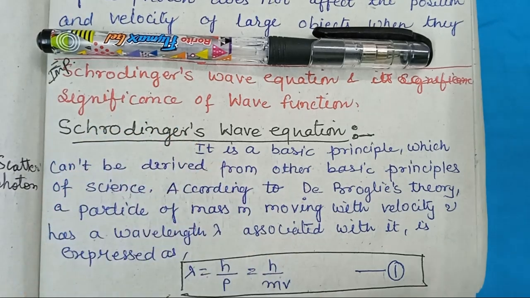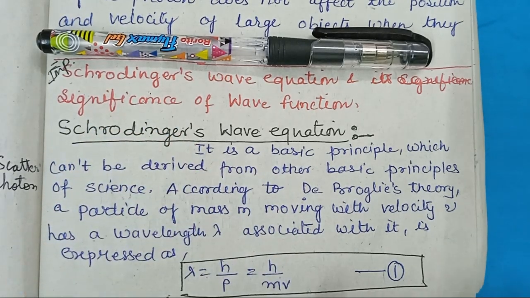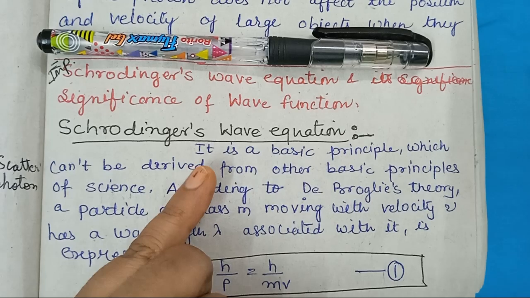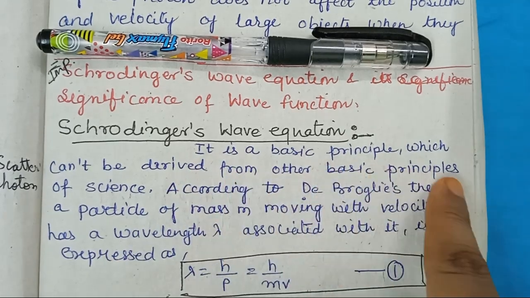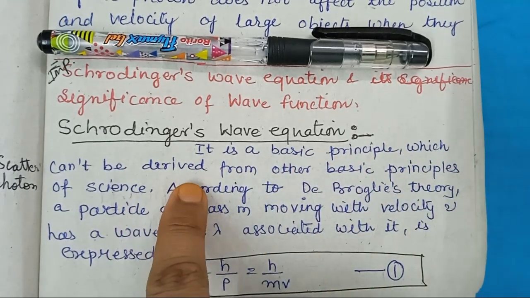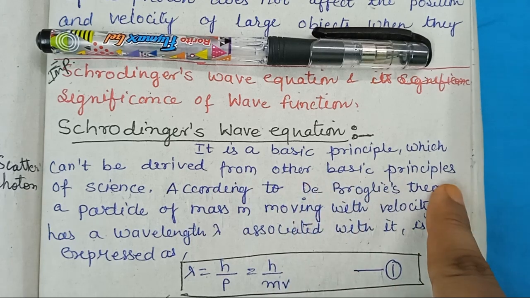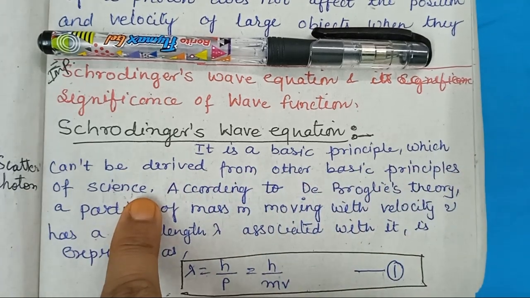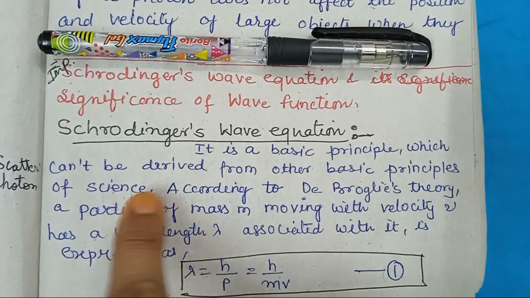This is the Schrodinger wave equation. What is the Schrodinger wave equation? It is a basic principle which cannot be derived from other basic principles of science, meaning this principle is independent.